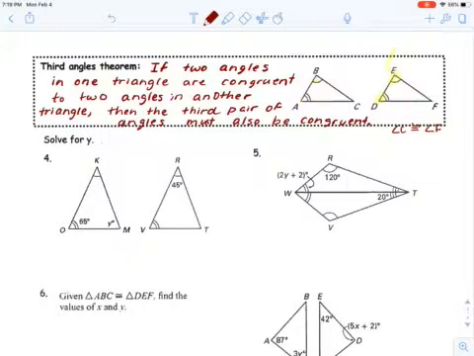And this all has to do with what we talked about on Tuesday about the sum of the angles in a triangle being 180 degrees. So let's apply both of those theorems, the triangle angle sum theorem and the third angles theorem, to solve problems and solve for variables, specifically y, in example 4 and example 5.